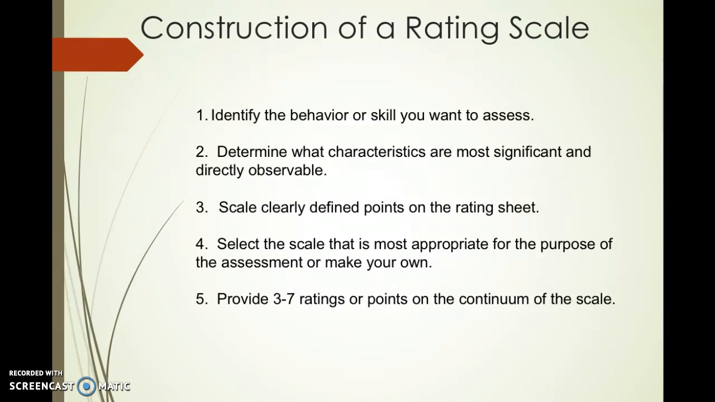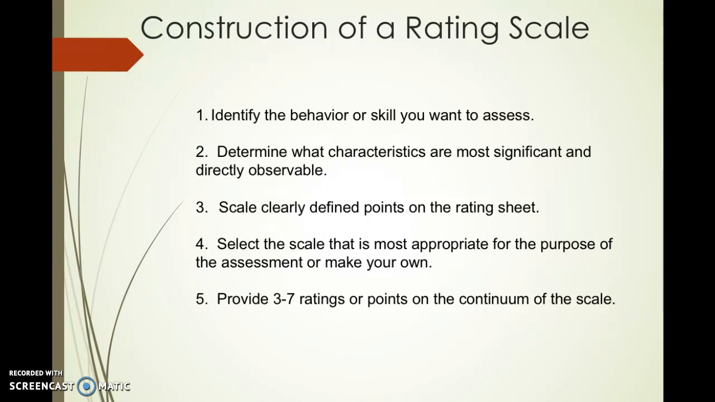You may purchase a commercial rating scale for your center, or you can create your own. The way you create your own is to follow 5 steps. The first is identify the behavior or skill you want to assess. The developmental milestones and the foundation blocks are a great place to start with. Number 2, determine what characteristics of this learning outcome are most significant and directly observable. If you want the child to read more, then you might observe whether he chooses books as a free time activity. But whether he's enjoying books, well, that's very subjective and hard to observe.